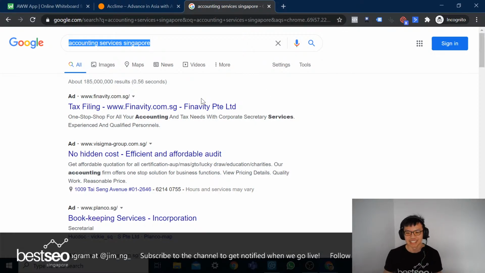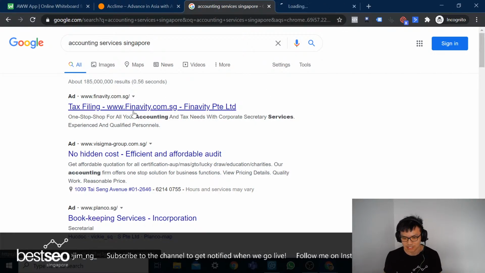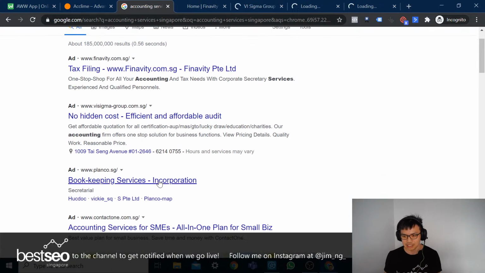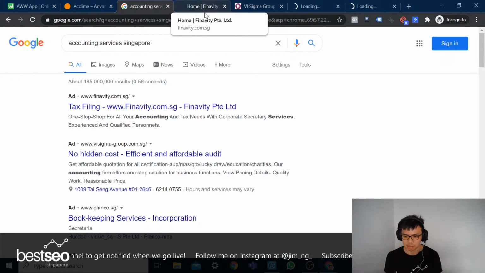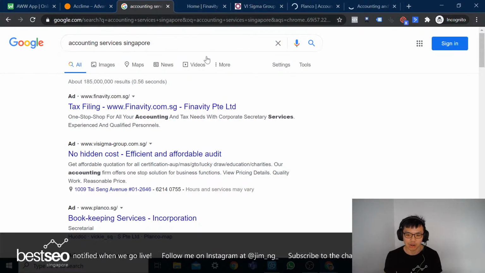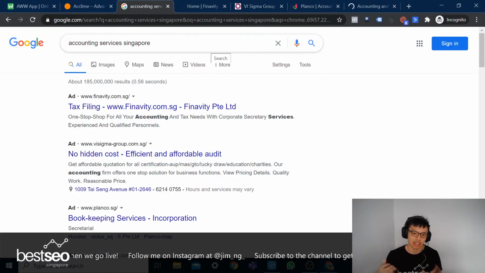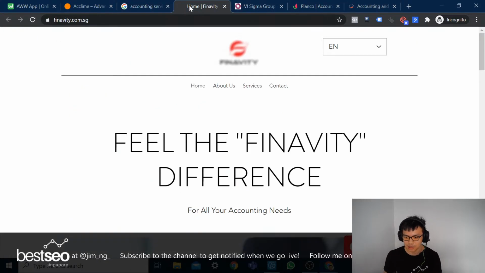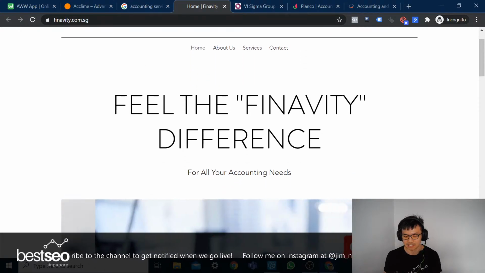So what I'll do is start clicking on all these companies to take a look at their landing pages and identify how I can create a better offer or a better marketing message, so that instead of leads going their way, the leads will come my way. Do you know what I mean? So let's take a look at fineverty.com.sg. You can see it says, "Feel the Fineverty difference."